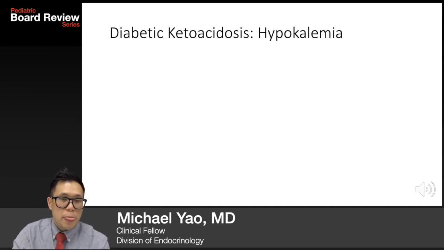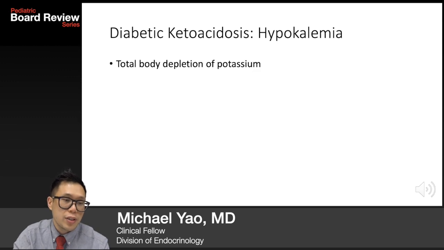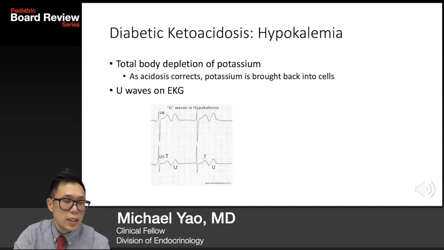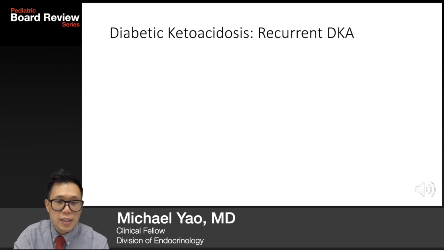Another risk factor or complication of treatment of DKA is hypokalemia, and this is due to your total body depletion of potassium. So as a reminder, as acidosis corrects, potassium is brought back into the cells, and you can see U waves on EKG. And the last thing that the board wants you to know is that the most common cause of recurrent DKA generally is noncompliance.